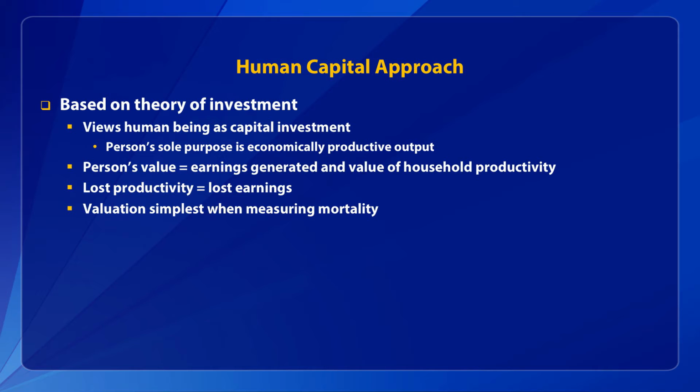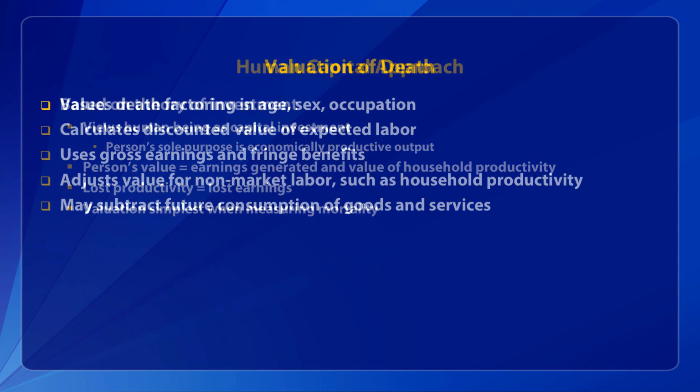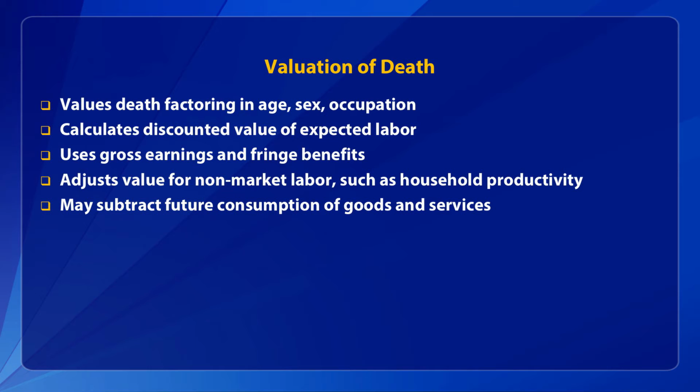If a disease, injury, or illness affects a person's productivity, the cost to society is valued in terms of lost earnings. Thus, the human capital approach is fairly straightforward when valuing a death associated with a disease. The human capital approach would base the value of a death on a person's age, sex, and occupation, because wages differ by these factors. The present value of future earnings, including gross earnings and fringe benefits, would be adjusted for non-market labor such as household productivity.